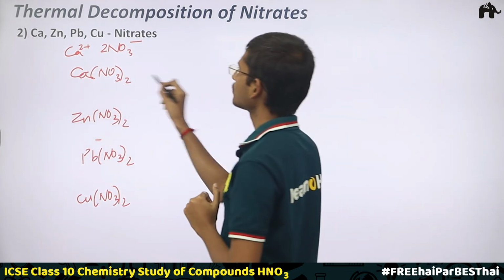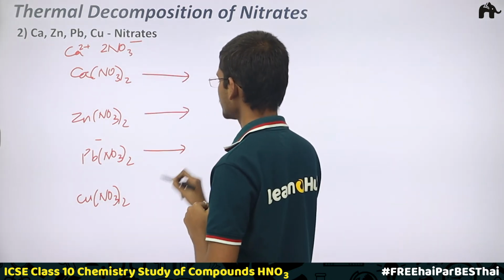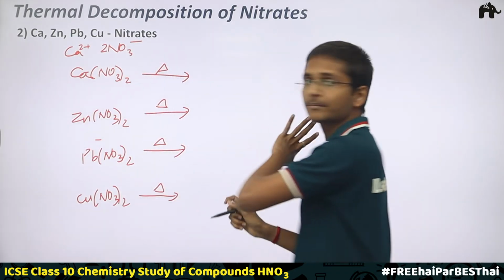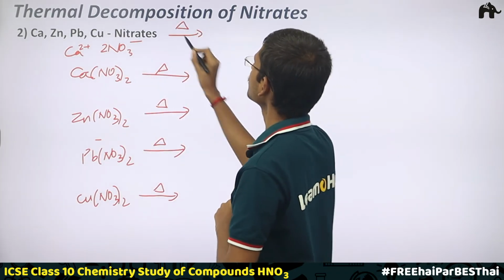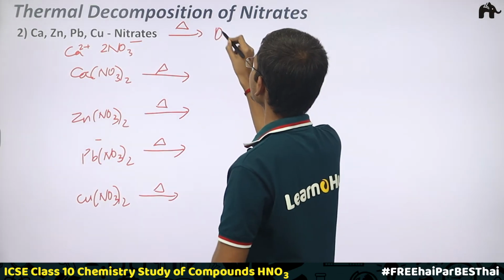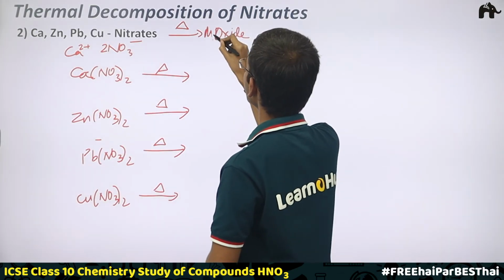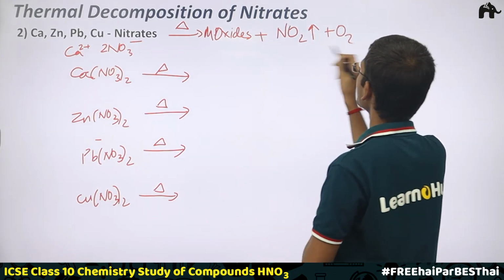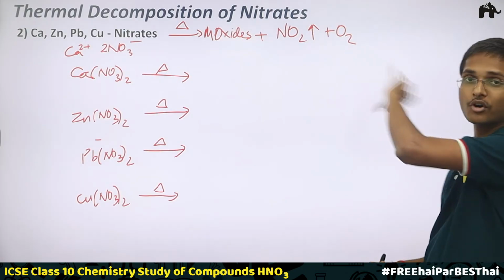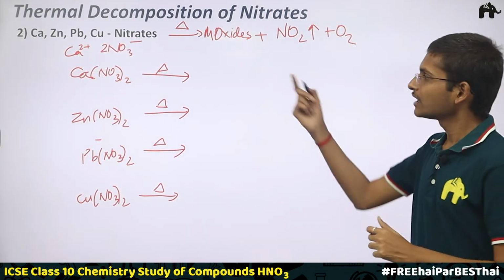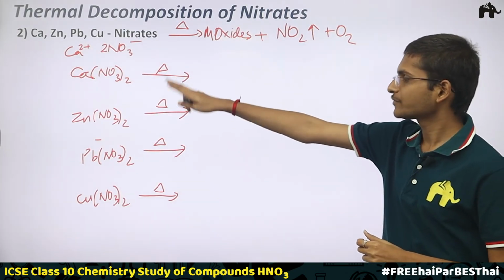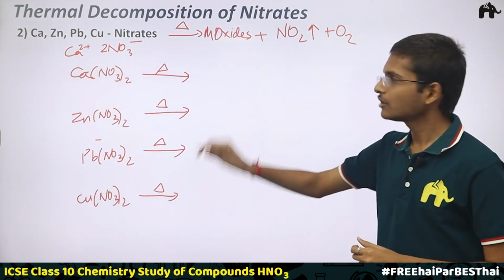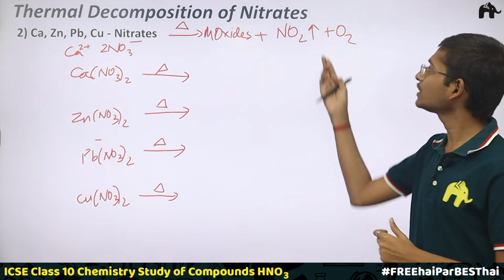Now what we are going to do is heat them so they would decompose. This is what we call thermal decomposition. And what would happen? These nitrates, when they decompose, would simply form metal oxides, and yes, NO2 gas is getting liberated, which is a very important observation for all these reactions. All the decomposition reactions here on this screen for calcium, zinc, lead, and copper would give you NO2 gas.